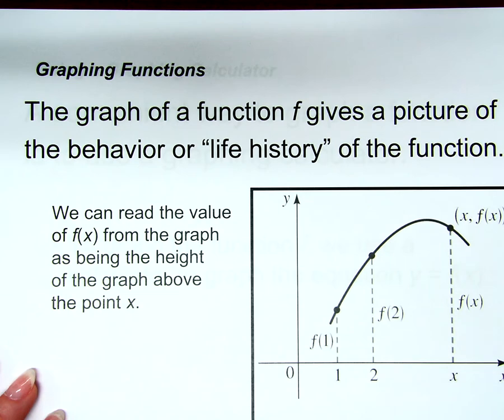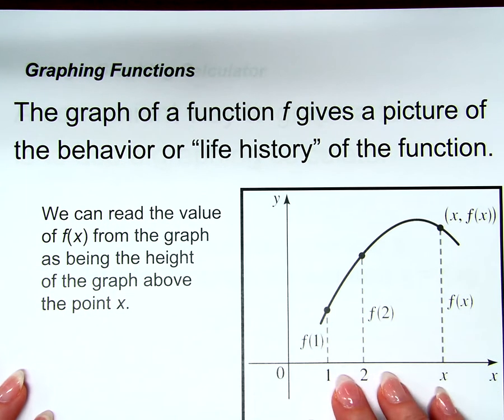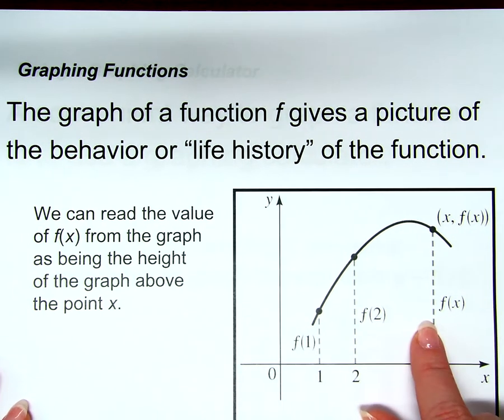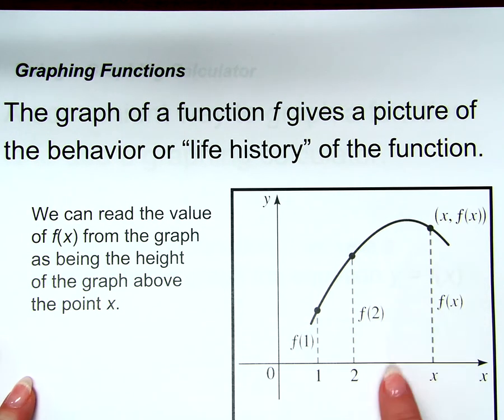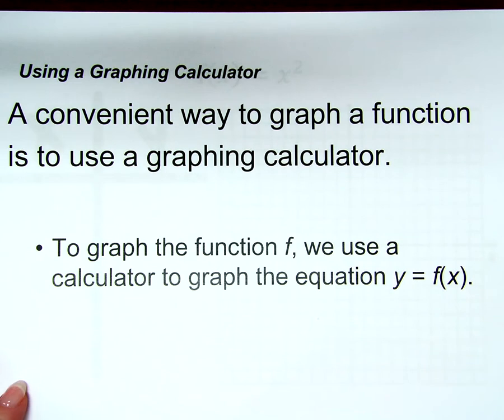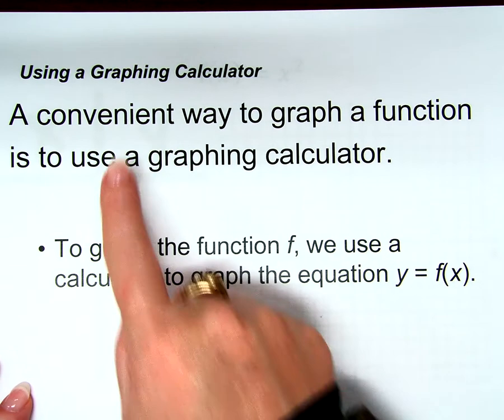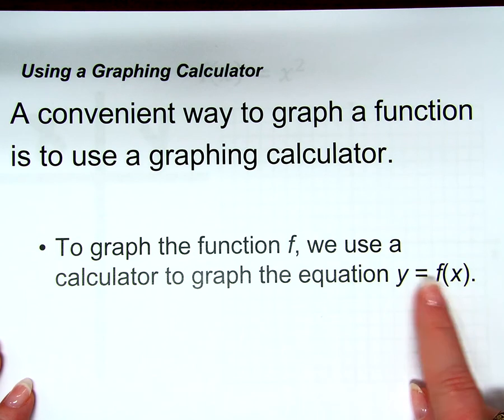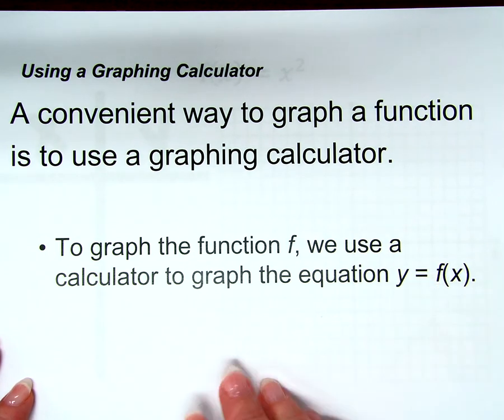Okay. A graph of a function gives a picture of the behavior or life history of the function. We can read the value of f of x from the graph as being the height above the graph from the point x. Okay. A convenient way to graph a function is to use a graphing calculator. That's what I talked about a minute ago. It's just not the only way. It's just a convenient way. Okay. When we're graphing, we use y to be f of x. Depending on what kind of calculator you have, it might say y equals or it might say f of x equals. You know that those two are for us, are equivalent.